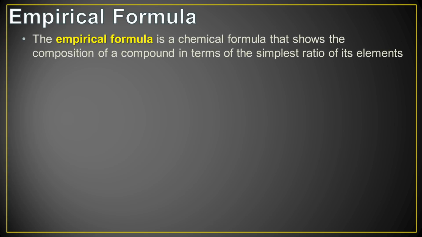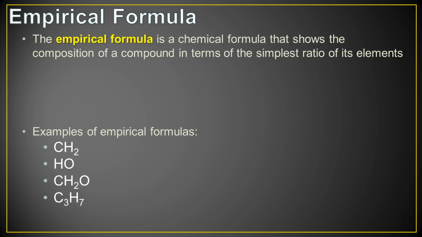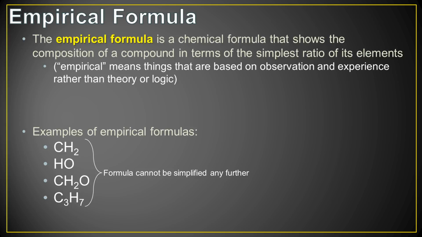All right, let's talk about empirical formula. The empirical formula is a chemical formula that shows the composition in the simplest ratio of its elements. I think right now I just want to jump in and show you some examples. CH2 or HO or CH2O or C3H7. These are all simple formulas. You cannot simplify them any further because the subscript here is 1 and this one's 2. That can't be simplified down any further. So this is the bare end for what we can go. So that's what an empirical formula is.